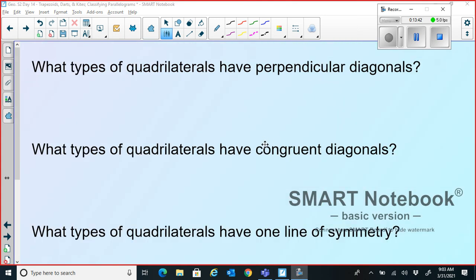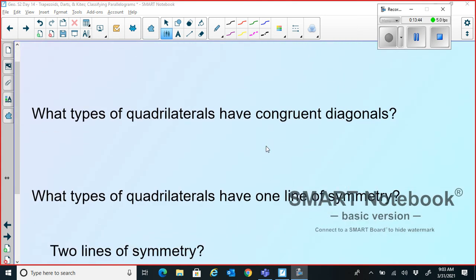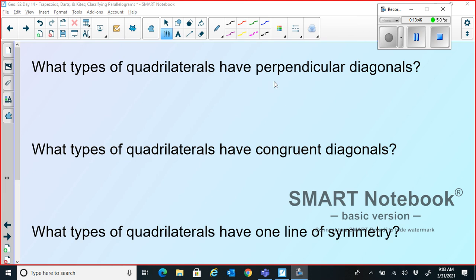Okay, I want you all to use the chat and tell me what types of quadrilateral have perpendicular diagonals. I want you to answer these questions.